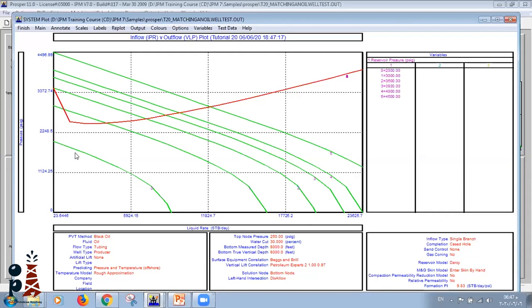So in order to produce, I need some artificial lift method if I have to deal with this reservoir pressure, or I have to do some water injection or gas injection to raise this pressure to intersect the VLP curve.